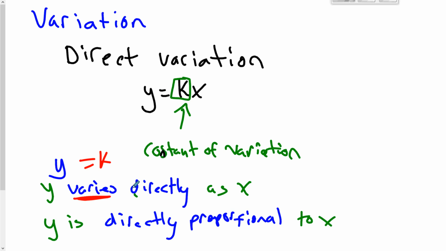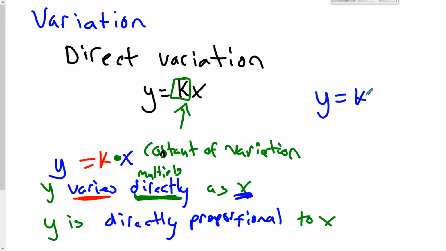So the next word, directly, and the word jointly both mean multiplying. Okay, so it's always equals k. Whatever comes before varies comes before the equal sign. And whatever comes after varies tells you the operation, either multiplying or dividing. So the word directly means multiplication. So we're going to multiply k by whatever follows that word. So x follows directly, which means we multiply by x. So there's our equation, y equals kx.